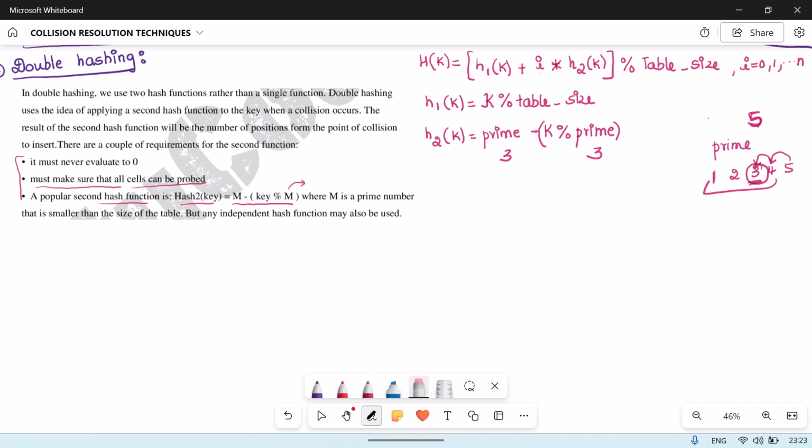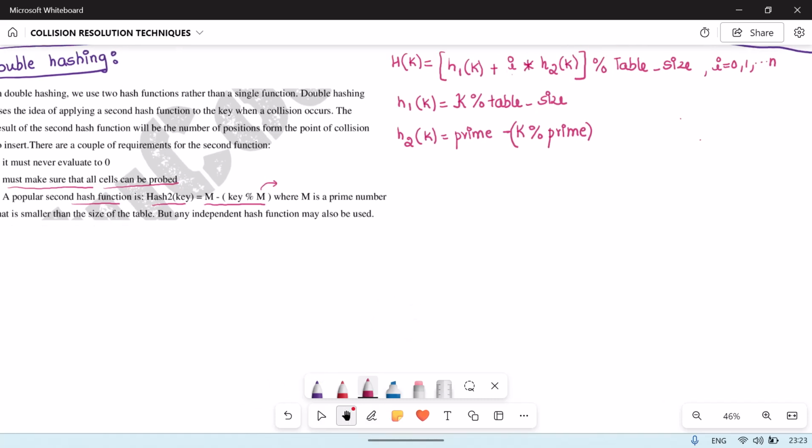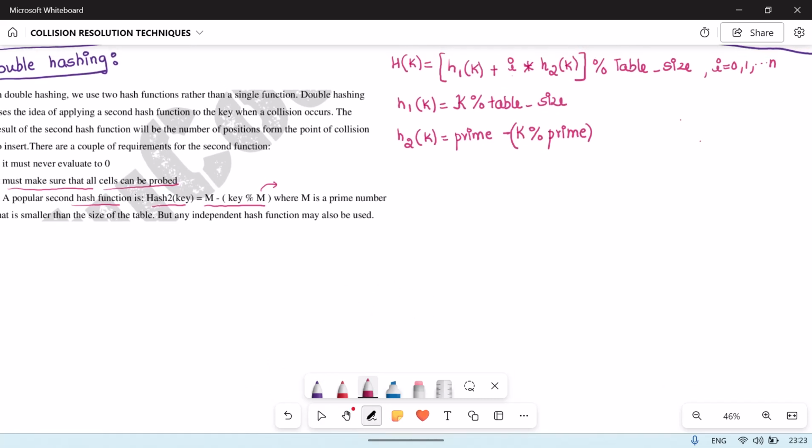Are you clear? Don't get confused. Listen to the explanation carefully and understand. Now, I will show you with the help of an example how this works. You have to remember this formula, okay? Not that hard, right? It is the first hash function plus i times the second hash function, modulus the total table size. H1 is easy to find. It is your key modulus the table size.